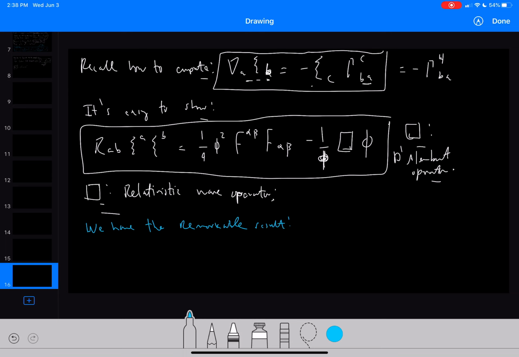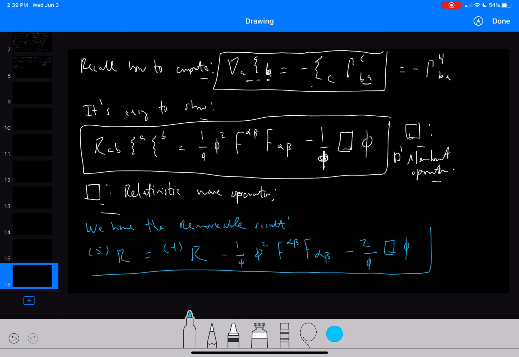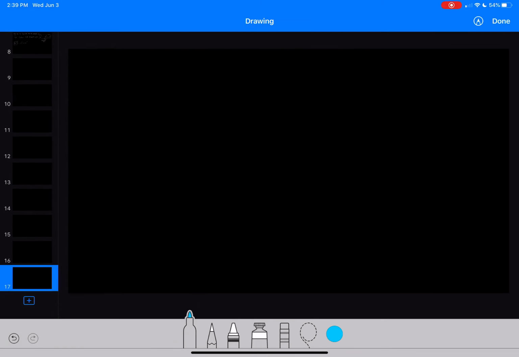And that's a remarkable result. The 5D Ricci scalar is given by the 4D Ricci scalar minus 1/4 phi squared f alpha beta f alpha beta minus 2/phi D'Alembert of phi. This is the most remarkable result that we've ever seen. Let me explain this. Let's go back to the action principle that we started with.